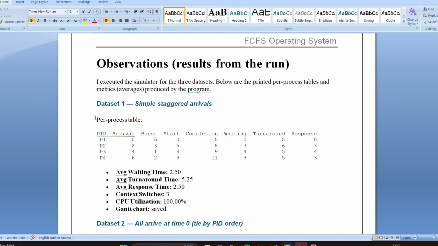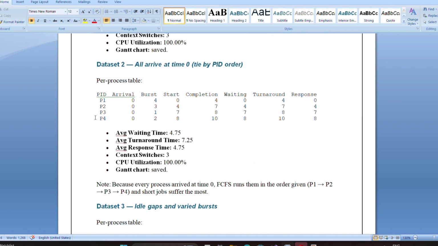For dataset 2, we have again taken the four processes P1, P2, P3, P4. Arrival time is 0 for all. Burst time 4, 3, 1, 2. Starting time 0, 4, 7, 8. Completion time 4, 7, 8, 10. Waiting time 0, 4, 7, 8. Turnaround time, completion time minus arrival time: 4, 7, 8, 10.